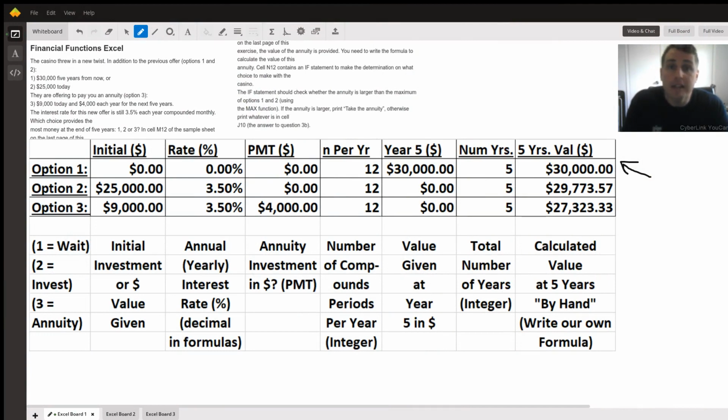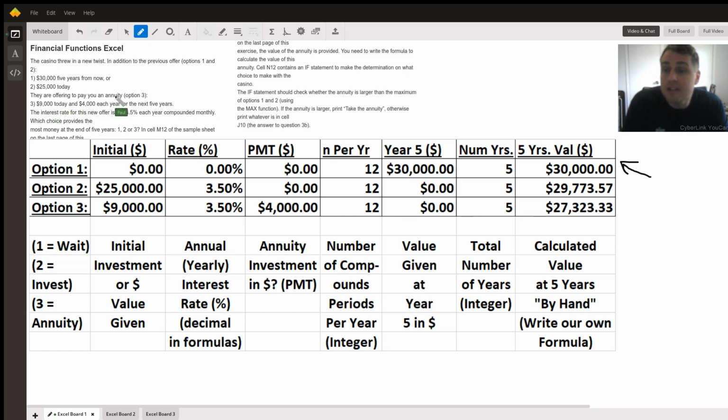Hello, and I would like to show you an example using Microsoft Excel of a business application. So let's have a look at this problem. A casino threw in a new twist. In addition to previous offers of option 1 and option 2, 30,000 US dollars 5 years from now, or 25,000 US dollars today with an interest rate of 3.5% annually compounded monthly.